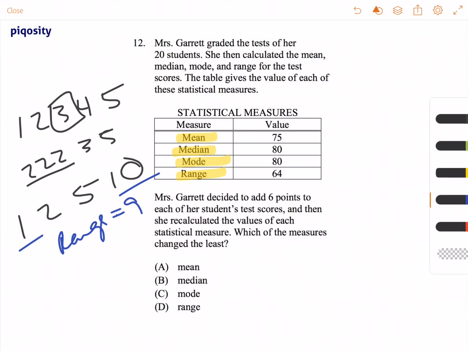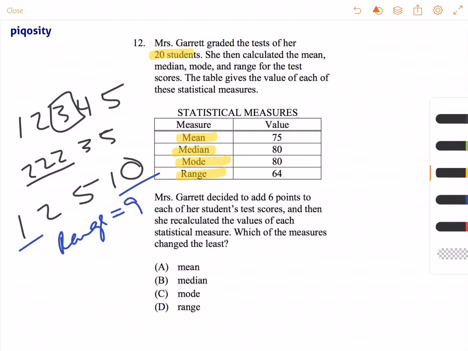Okay, so the question reads, Mrs. Garrett graded the tests of her 20 students. So we have 20 students. She then calculated the mean, median, mode, and range for the test scores. The table gives the values of each of these statistical measures. So the mean is 75, the median 80, the mode 80, and the range is 64.